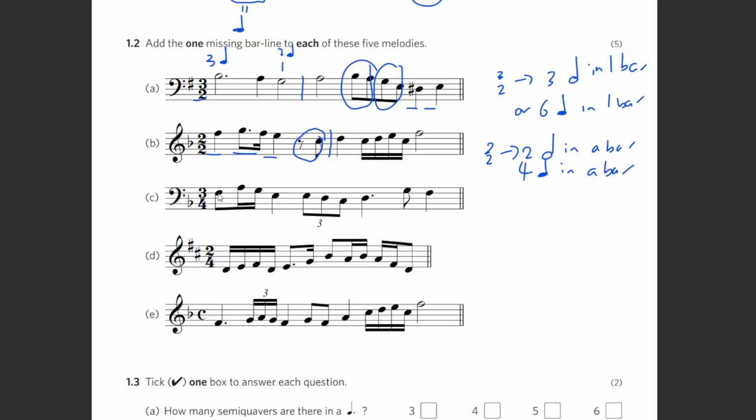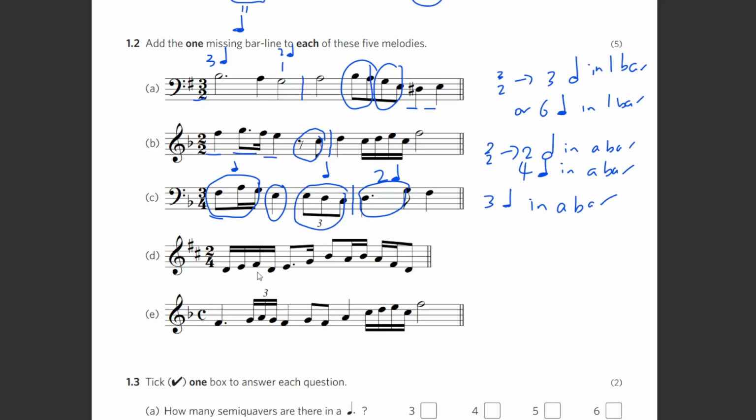Next, let's look at C. C is 3/4 time. For 3/4 time, it means 3 crotchet beats in a bar. So this is equal to a crotchet. 1 crotchet, 2 crotchets, and this is a triplet. This triplet is equal to a crotchet beat. So 1, 2, 3 crotchet beats. This 2 adds up to be equal to 2 crotchet beats and 1. So 3 here as well. So each bar has 3 crotchet beats. So we have 3/4 time here.